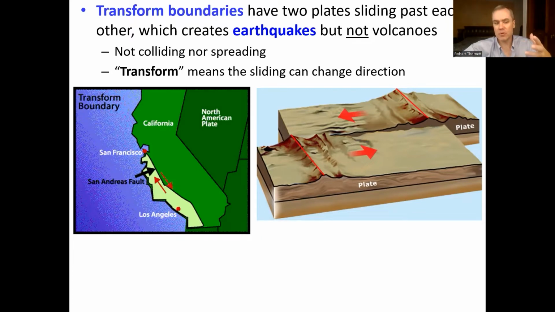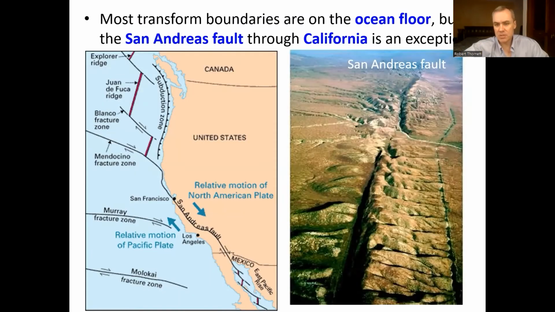And a lot of these transform boundaries are under the ocean, similar to diverging boundaries under the ocean in many cases. But a good example of one that comes on land is in California, the San Andreas Fault, this giant fault or crack that moves through California and it slips like this. And you can see that all the way down in California from San Francisco all the way down. So here you can see it up close. You can see there's this big crack there, the San Andreas Fault. And on the left, you can see that fault goes straight down through California all the way to Mexico.